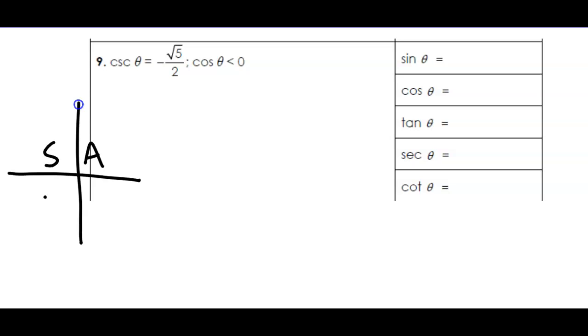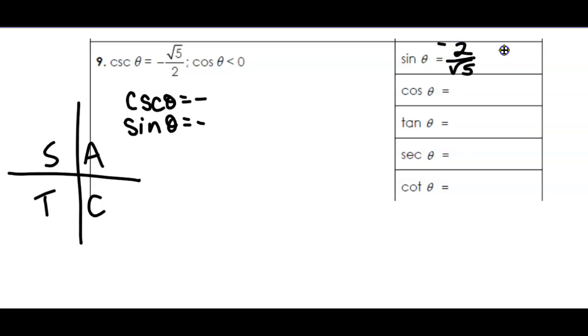It says all students take calculus. We have the cosecant is negative, which means the sine is also negative because that's the reciprocal. Okay, so if we wanted to go over here and do the sine, it would become negative 2 square roots of 5 over 5 when we rationalized it. It says the cosine is less than 0, so the cosine is negative. So if the sine and cosine are both negative, that means we're in quadrant 3.